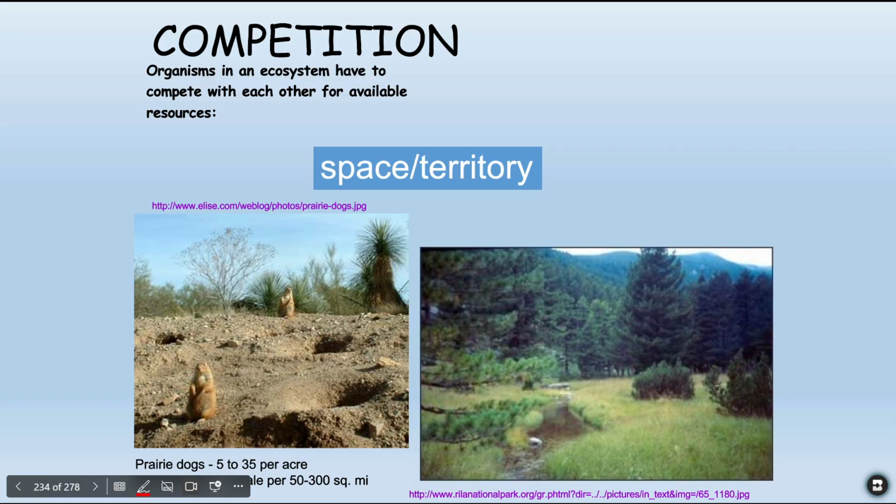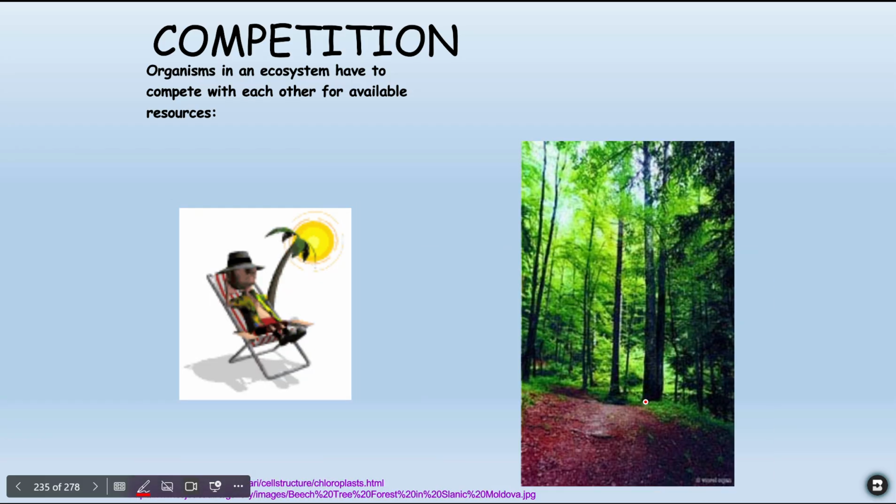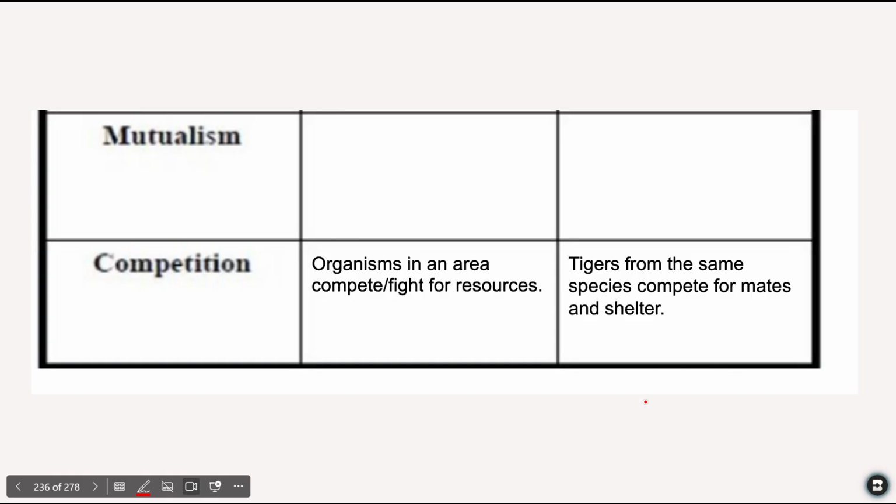It could also be with plants. A tall tree, for example, might be competing with the grass below it for access to sunlight. Speaking of sunlight, they compete for that idea of space, access to light. So go ahead and fill in your notes for that, page 20.